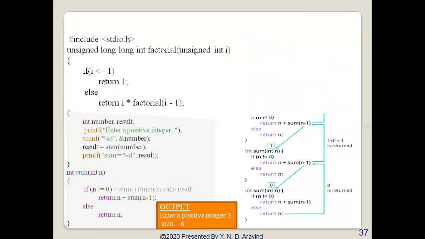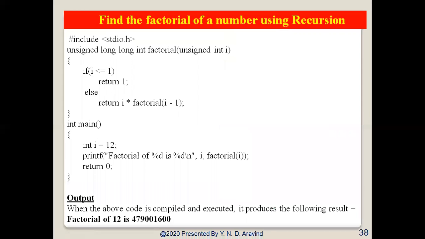Now let us see some example programs for recursive functions. So here let us find out the factorial of a number using recursion. For example, I want to find out the factorial of n. Here, instead of taking an input from the console, I have initialized the value of i to be 12. Now I want to find out the factorial of 12. The program starts at the main function, and in the main function I have called factorial of 12. When I call the factorial of 12, what will happen?